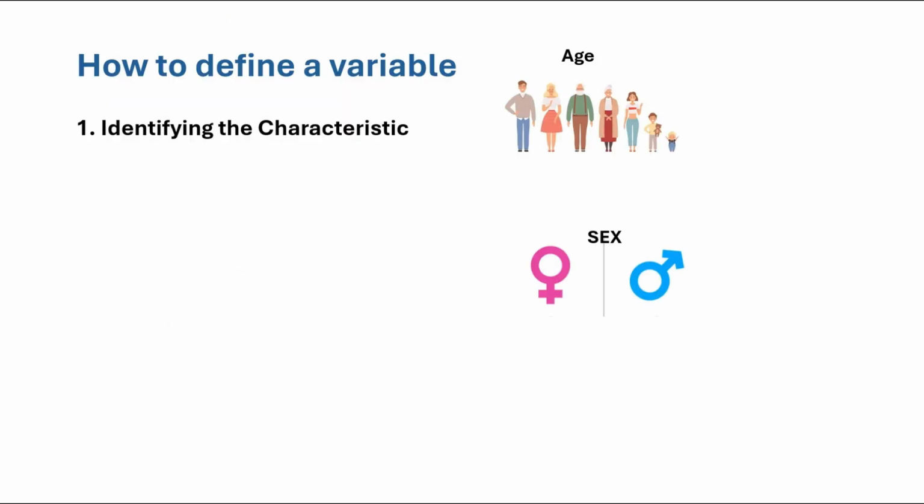When defining a variable, the first step is to identify the characteristic we want to study. A characteristic is something about a person, customer, product, or situation that can vary. For example, we may study a person's age, because people can have different ages. We may also study sex, because respondents may belong to different categories. So, before collecting data, we must first ask, what specific characteristic do we want to measure?